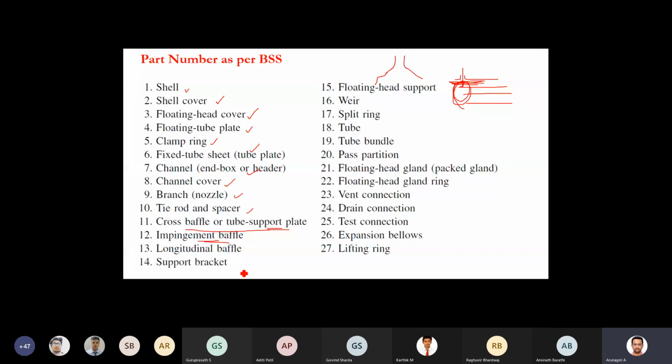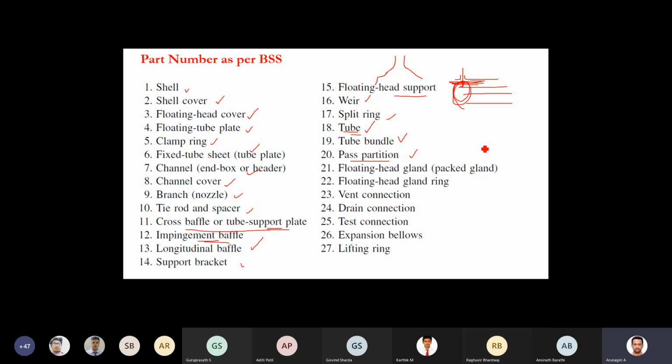We will discuss in detail. Okay, then longitudinal baffle, support bracket, then we have floating head support. The head has to have a proper support for this rear end. Then wear plates, especially in kettle type reboilers. Split ring, tubes, tube bundle. Okay, tube is another component. Tube bundle, pass partition plates. You can provide in the front end heads to increase the number of tube passes.